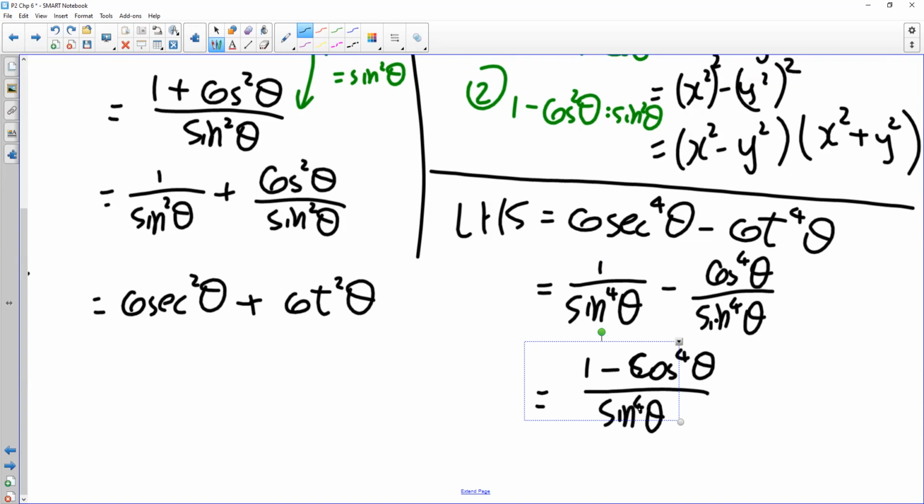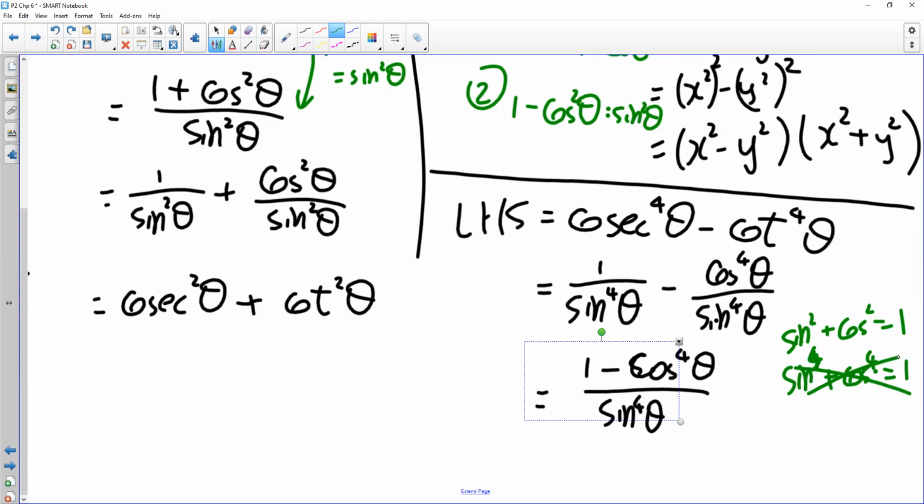Now, when the power isn't 2 on the top, you can't quite use the identity. Remember, sine squared theta plus cos squared theta equals 1. You can't quite use it here because of the power 4. It doesn't work like that. It's not the same as saying sine to the power 4 plus cos to the power 4 equals 1. That doesn't work. So what can we do?